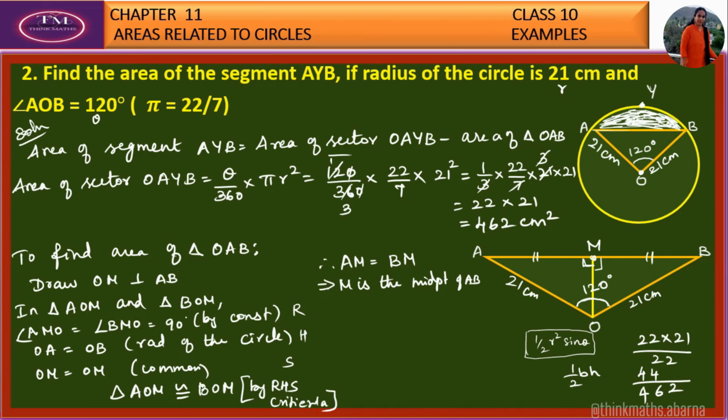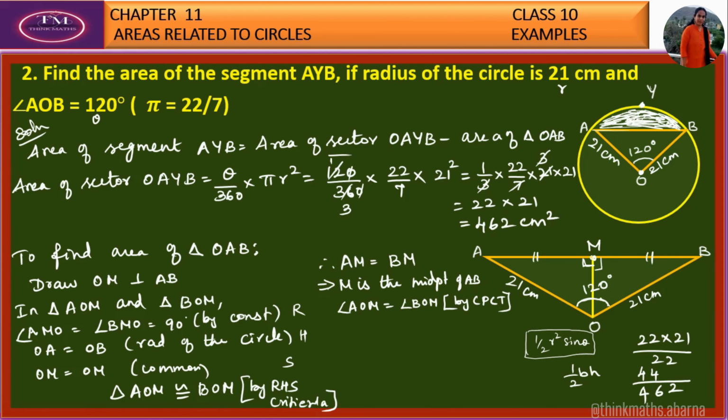So what happens to the angle AOM and angle BOM? As both triangles are congruent, their angles will be equal. So angle AOM will be equal to angle BOM. This is because by CPCT, corresponding parts of congruent triangles are equal. So their complete angle is 120 degree. So let angle AOM be equal to A. So if it is A, angle BOM will also be A.